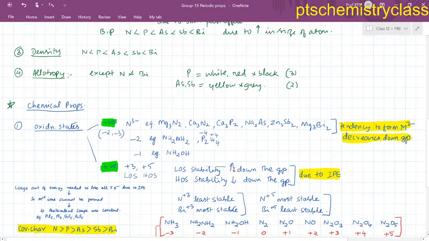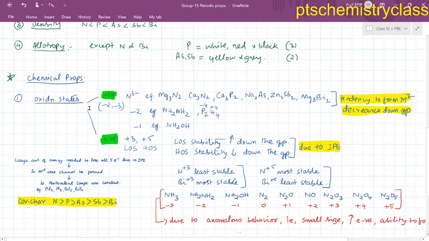Okay, then we will go to chemical properties. Chemical properties, first we will see the oxidation state. This is very important because in all the P block related questions, you have to remember the common oxidation states of all the elements. Then only you will be able to predict the products. We will see that now. So generally there are two types of oxidation states. One will be negative, another will be positive. Nitrogen will form a 3- trivalent anion, divalent anion and monovalent anion.